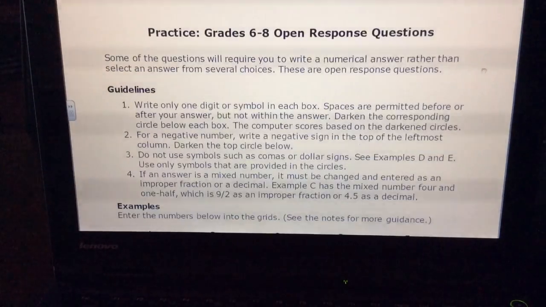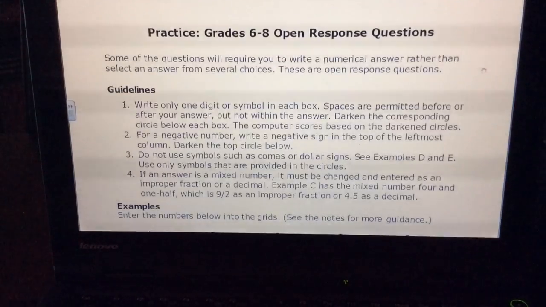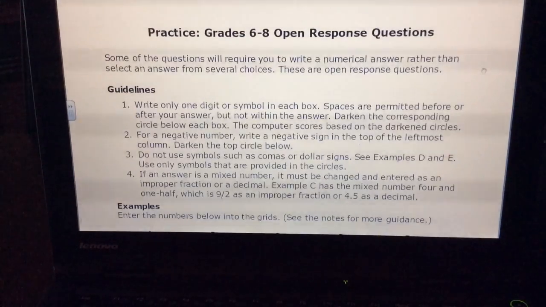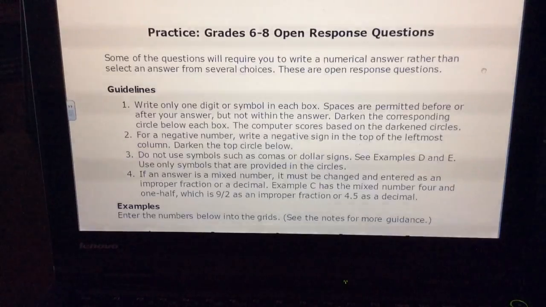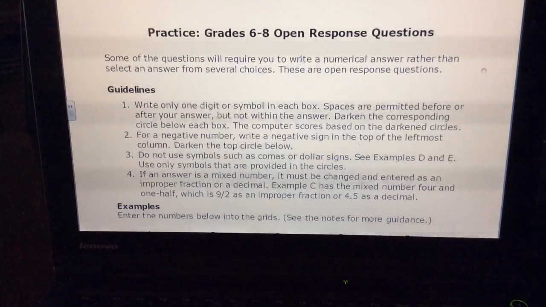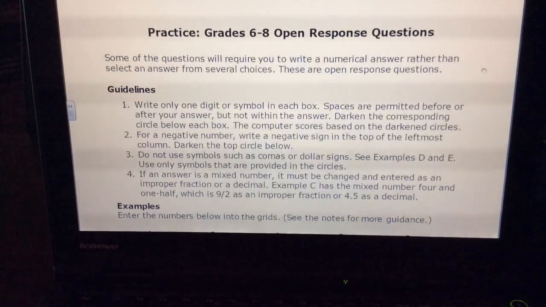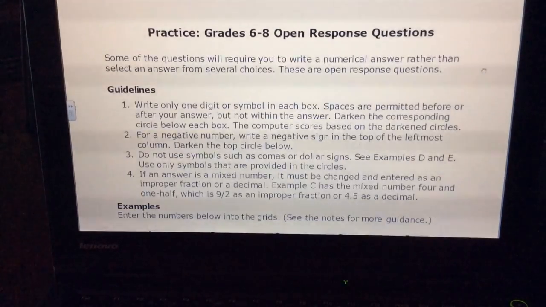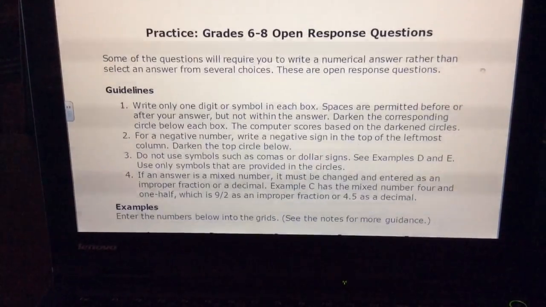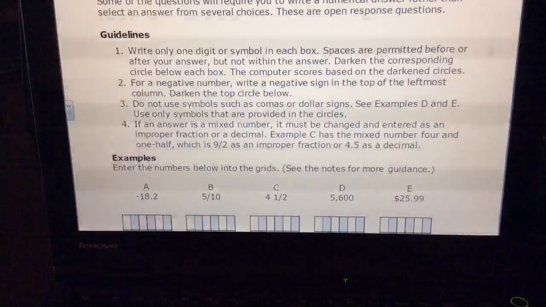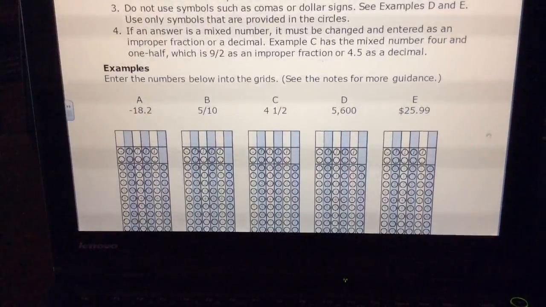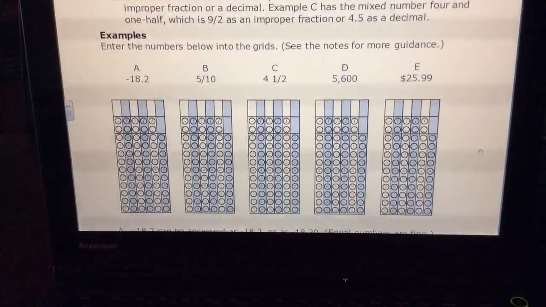So if you don't see it in the circle as a choice for your answer, you can't use it in your answer. If an answer is a mixed number, it must be changed and entered as an improper fraction or a decimal. We've talked about that a lot this year. Example C has a mixed number, 4 1/2, which is 9/2 as an improper fraction, or 4.5 as a decimal. So here are some examples that the state of North Carolina thought might come up, these kinds of things you might have to grid.